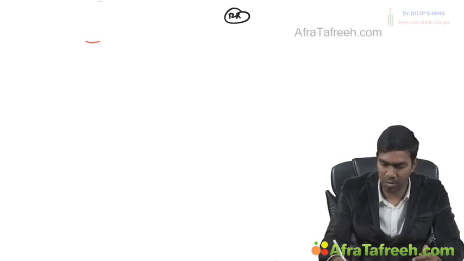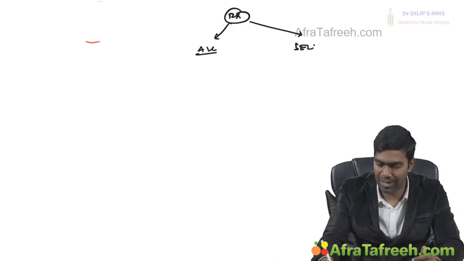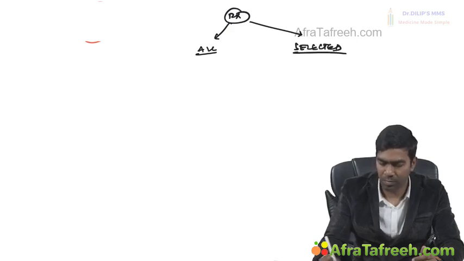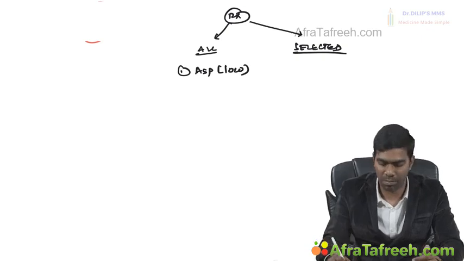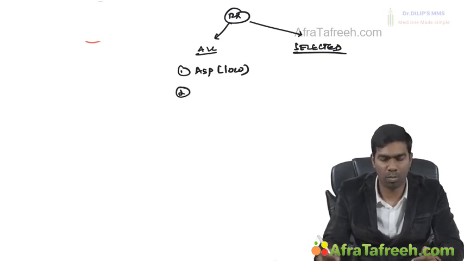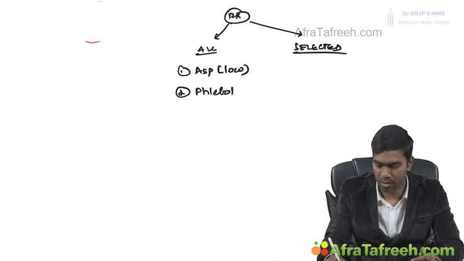The first treatment option is what you are going to give for all patients, and what are you going to do for some selected patients. For all patients, I can use a low dose aspirin, like 75 milligram per day, which reduces the thrombotic tendency, and patients can go for phlebotomy.